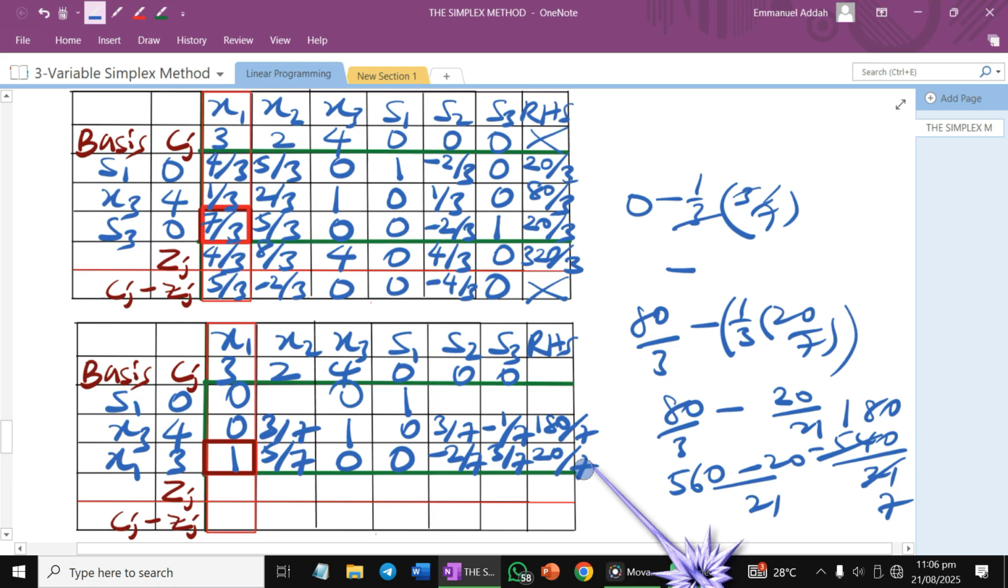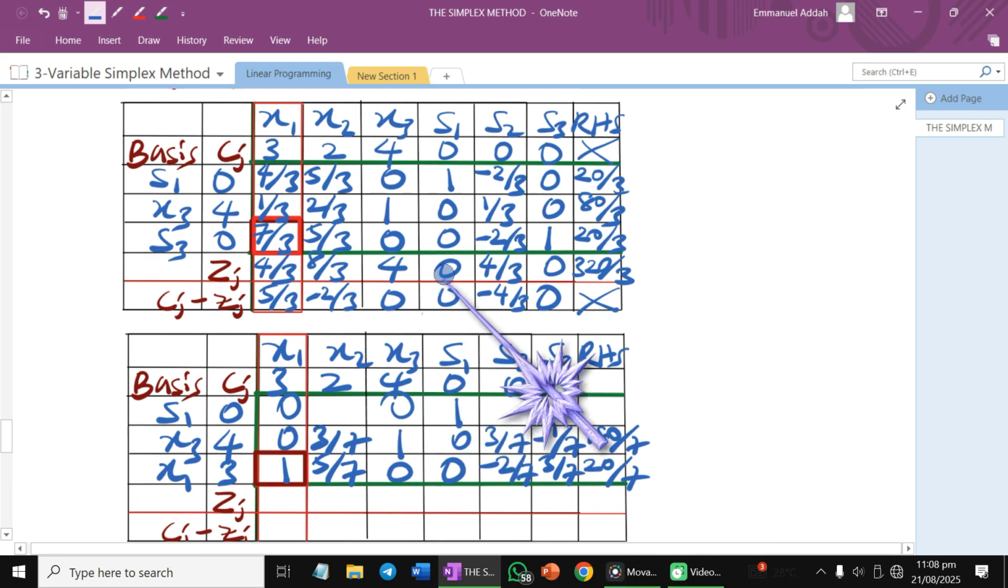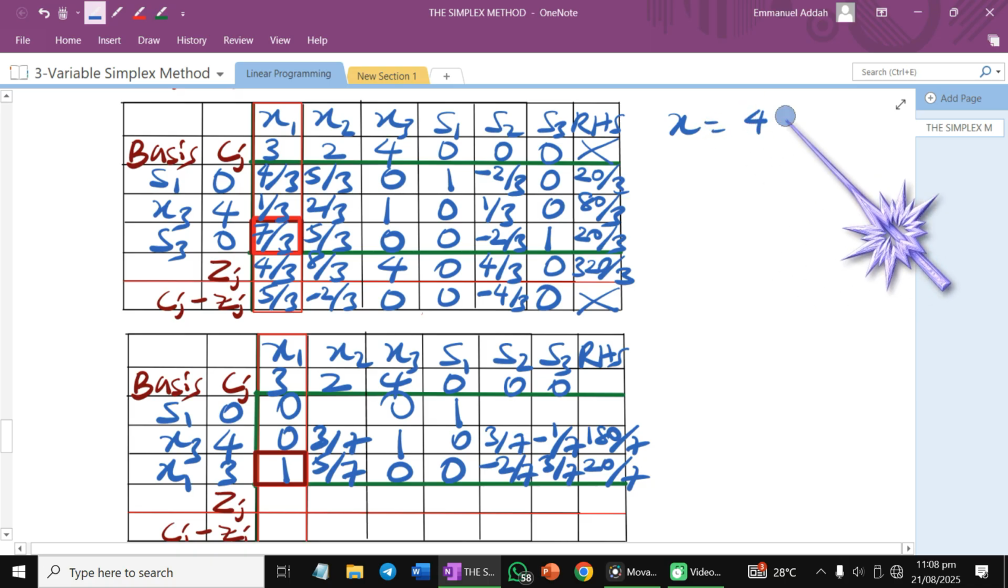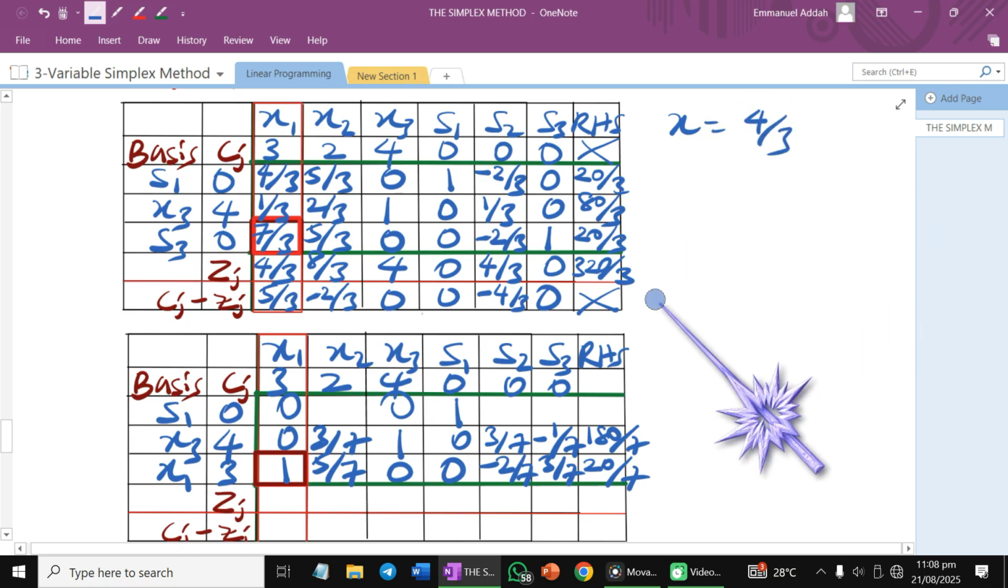180 over 7. Okay. The next thing is to fill this row up. You now ask yourself, this is 0 here. What's the factor at this point here? It's 4 over 3. Therefore, our multiplication factor x is equal to 4 over 3.